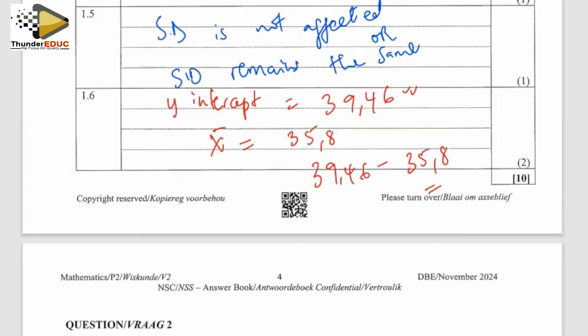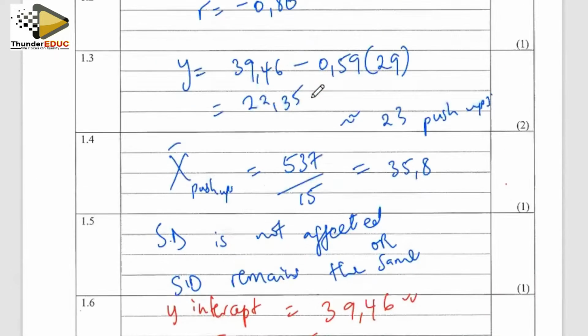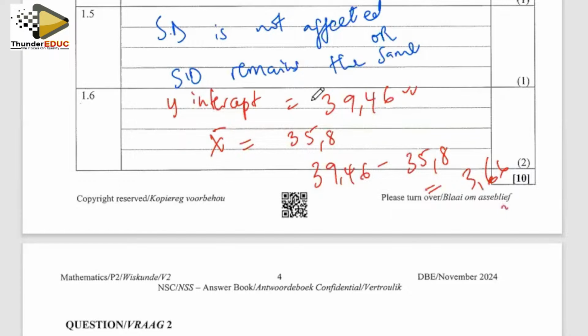39,46 minus 35,8 gives me around about 3,66, which is approximately 4 push-ups that must be the increase for them to get the target from the mean or the average. All right, so that is what I would have done with question number 1.